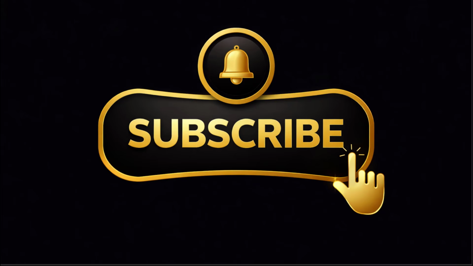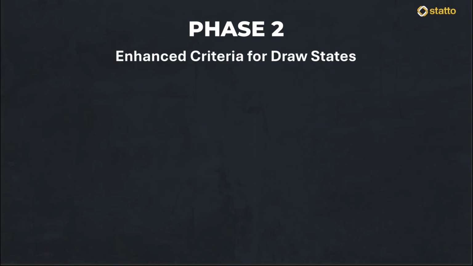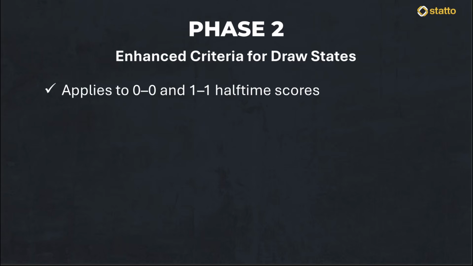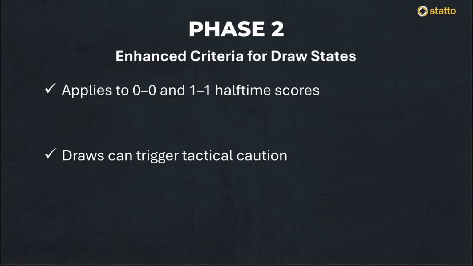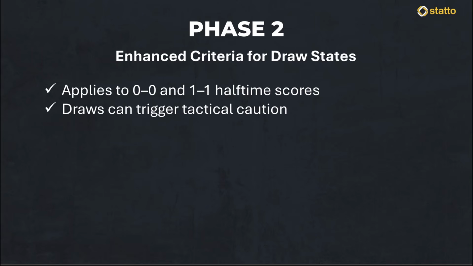Now this is important as we move into phase 2, which is the enhanced criteria for draw states. This phase is designed to protect us from the most dangerous scorelines in football, the 0-0 and the 1-1 draw. Why this matters is that draw states can often lead to tactical caution and reduced risk-taking as managers prioritize not losing over winning. Because these games can stagnate so easily, we increase our data thresholds to ensure the game is truly open.